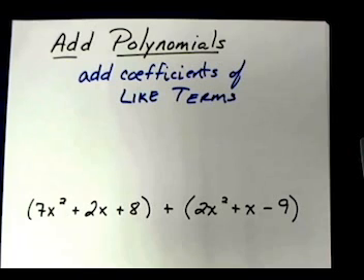But adding polynomials. Remember, polynomials are just many terms strung together. In order to add polynomials, we can only add like terms. We cannot add apples to bananas. We can only add bananas to bananas. So we need to make sure that we identify what are like terms.